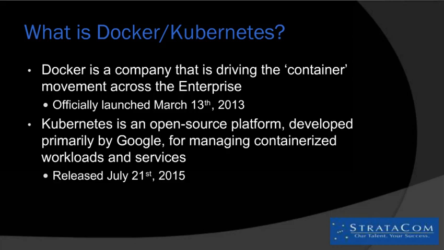So Docker is a company that's driving the container movement across the enterprise. It was officially launched March 13th, 2013. And Kubernetes is an open source platform developed primarily by Google, and it's for managing containerized workloads and services. This was released officially July 21st, 2015. You can see, it's 2018, so both of these technologies are still fairly new.